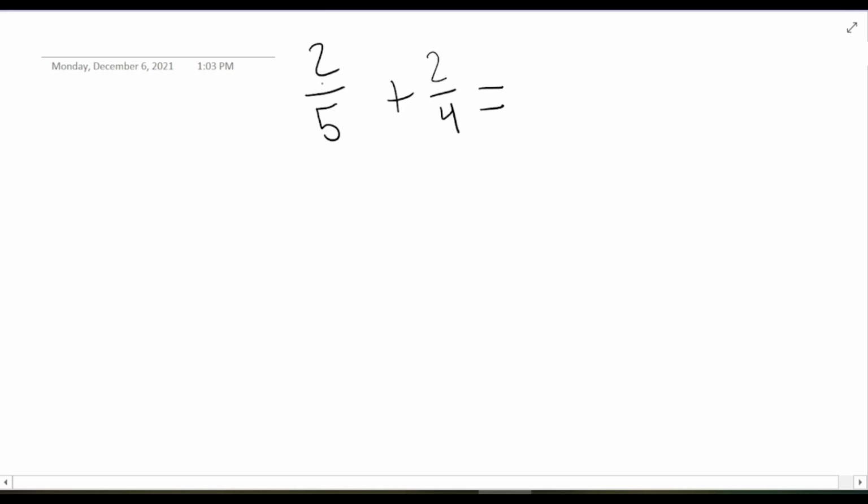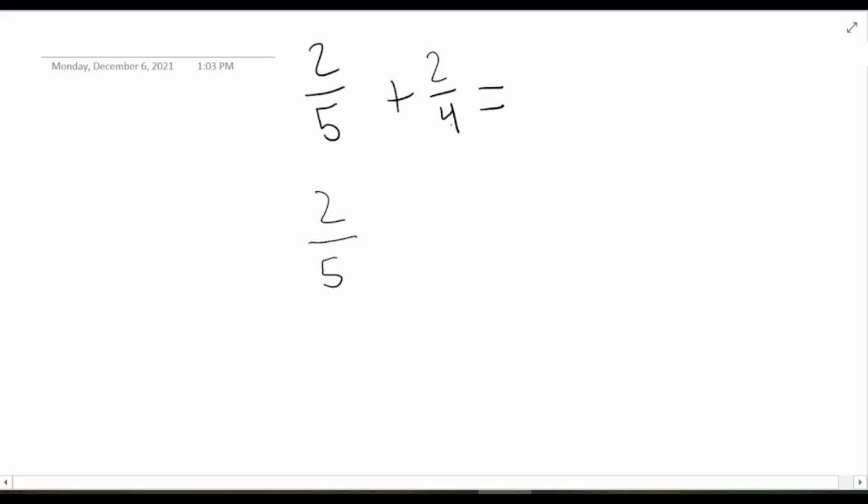So now let's work on a new example. In this example, we have 2/5 plus 2/4. And these may look a little more complicated than the other two fractions, but we're going to use the same exact method of finding a common denominator. So our first step is we're going to rewrite 2/5. And remember, we're going to multiply it by the other fraction's denominator. And in that case, this is 4.